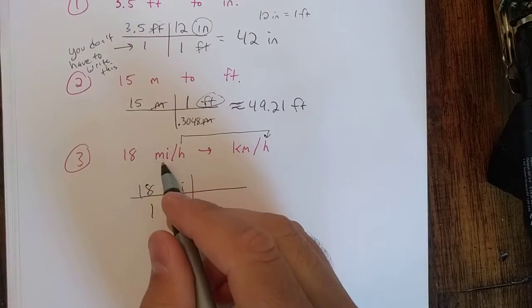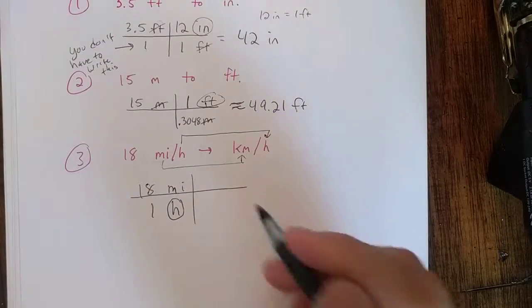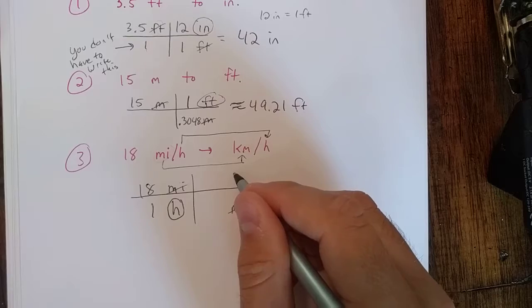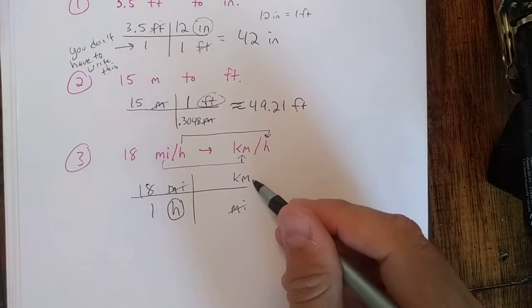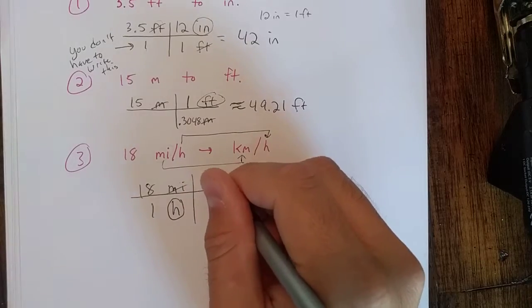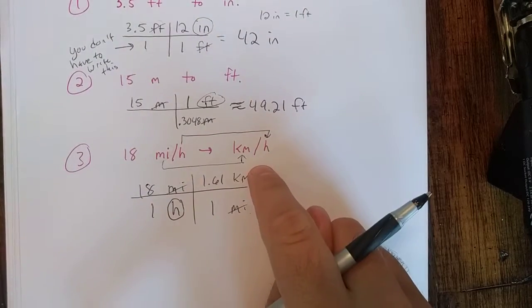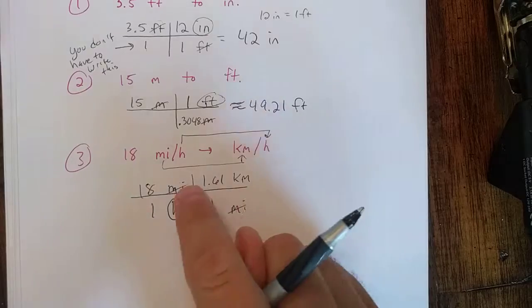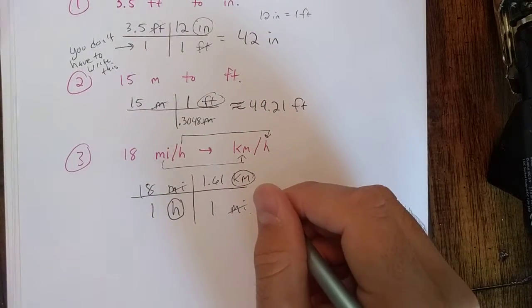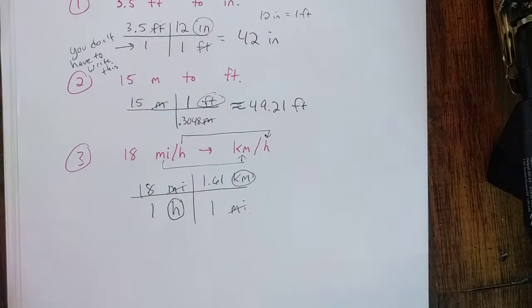Miles, however, changes to kilometers. So I'm going to write miles down here. They're going to cancel out. There is a unit conversion from miles to kilometers. It is that 1 mile is 1.61 kilometers. So kilometers are smaller than miles, which means that you should get a larger number than 18. Circle your kilometers. You know when to stop. And let's calculate what it's going to be.